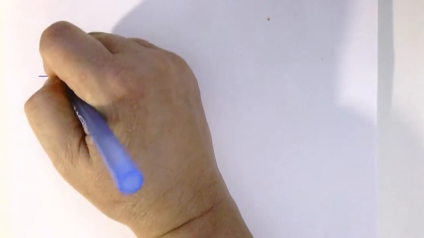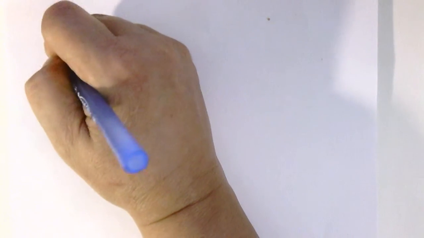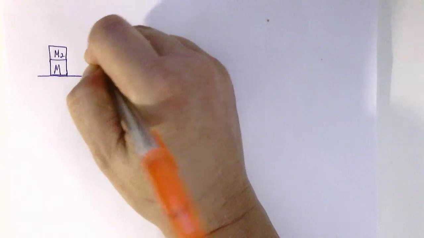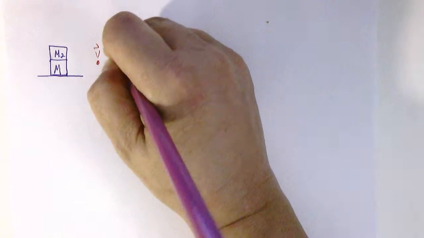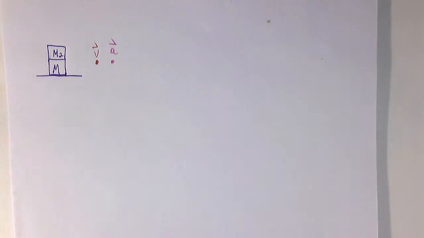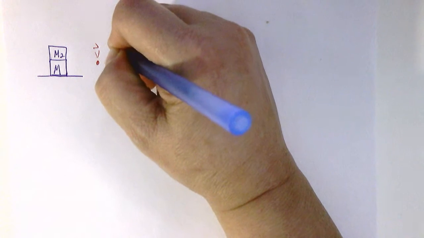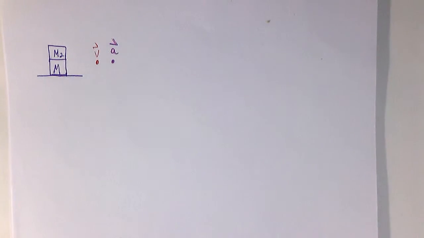Okay, so the first thing I want to do is draw a picture. I'm going to have my block M, and I'm going to put the block M2 on top just so I can see what's going on in this. Okay, so now I'm going to go ahead and draw my motion diagram. My velocity is 0, and my acceleration is 0.